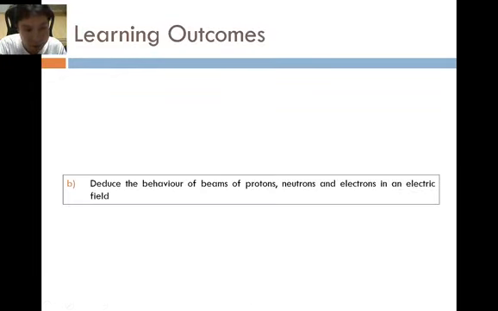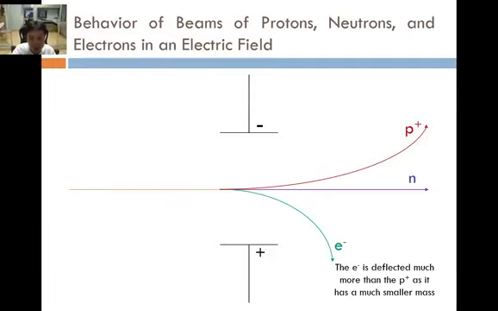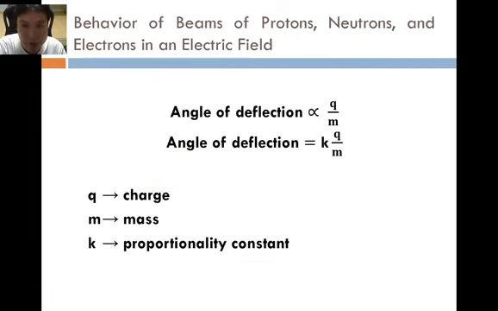Now, learning outcome B, deduce the behavior of beams of protons, neutrons, and electrons in an electric field. So the main thing is that positive charges are always deflected towards the negative plate, whereas negative charges are deflected towards the positive plate, and moreover, the angle of deflection is actually proportional to the charge over mass ratio. The higher the charge of the particle, the greater the angle of deflection, and the larger the mass of the particle, the smaller the angle of deflection.